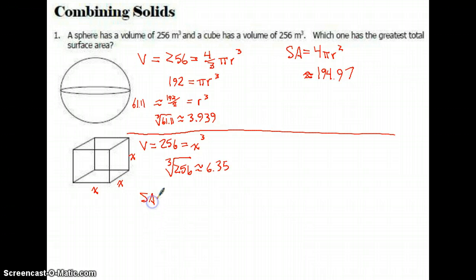Now you could do the lateral area plus 2 bases thing in your book, but I like 6 squares on this. So let's go 6 times 6.35 squared. You're going to end up getting the same thing, and that is about 6.349604 blah blah blah squared times 6. I get 241, and you would guess this to be more than the sphere.